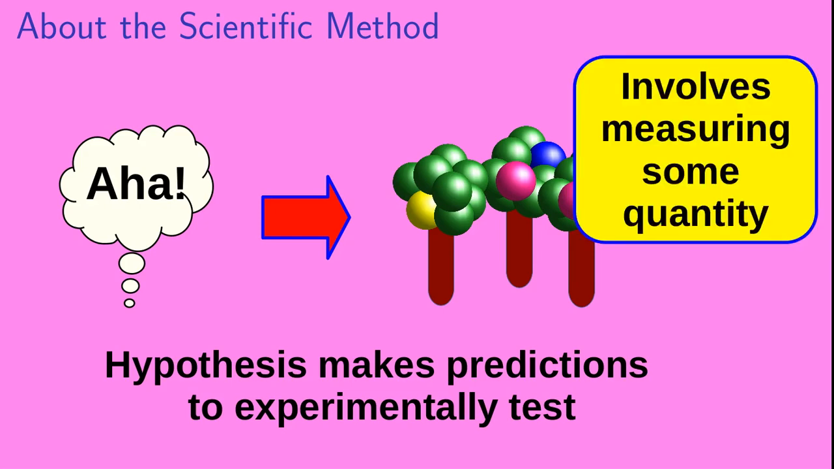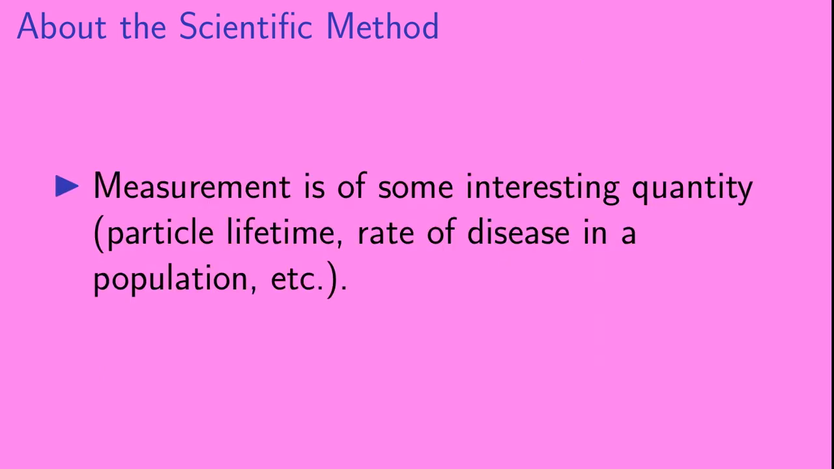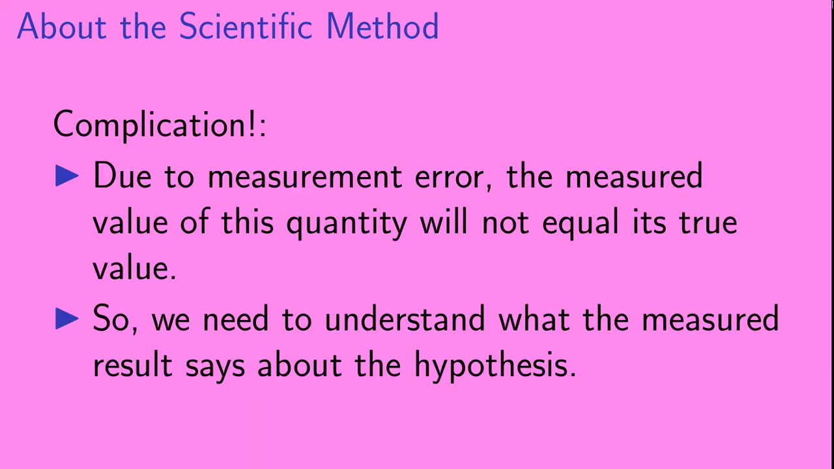These experimental tests typically involve measuring some quantity. This measurement is of some interesting quantity, which could be, for example, the lifetime of a particle or the rate of a disease in a certain population. But there is a complication. Due to measurement error, the measured value of this quantity will not equal its true value. So, we need to understand what the measured result tells us about the hypothesis that we're interested in.